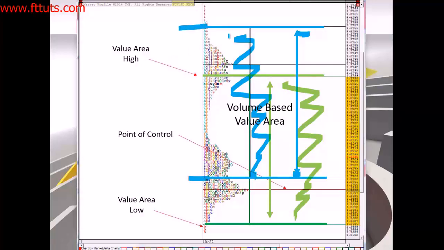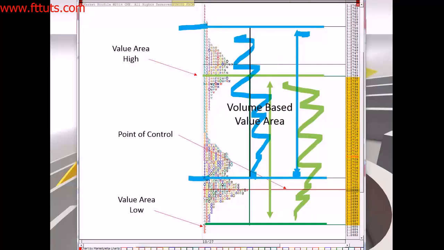So what does that mean? That means that in this area here, 70% of the volume was traded. 70% of the volume. Here it was 70% of the activity, visits. Here it was volume. So obviously the volume value area shifted higher than the time. It is above it.